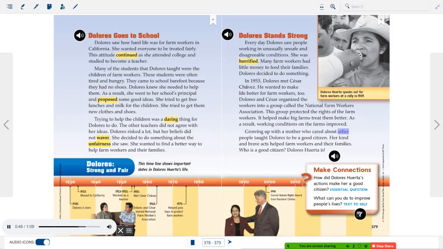Growing up with a mother who cared about other people taught Dolores to be a good citizen. Her kind and brave acts helped farm workers and their families. Who is a good citizen? Dolores Huerta is. Dolores Huerta speaks out for farm workers at a rally in 1969. 1998, earned Human Rights Award from President Clinton. Make connections. How did Dolores Huerta's actions make her a good citizen? What can you do to improve people's lives?